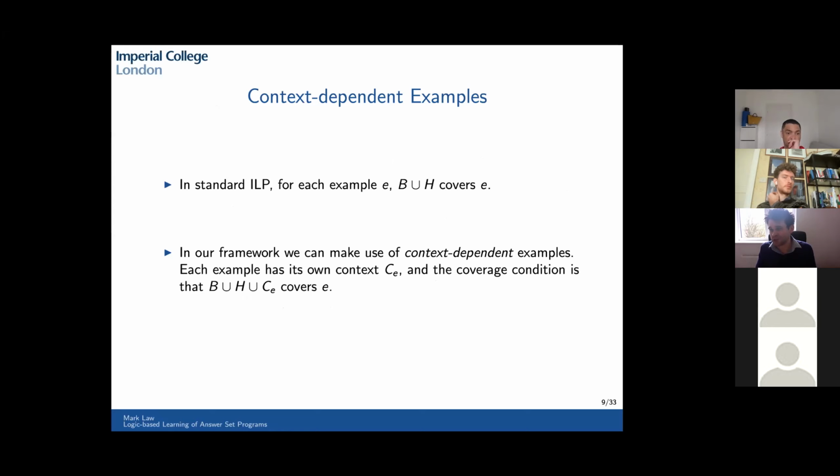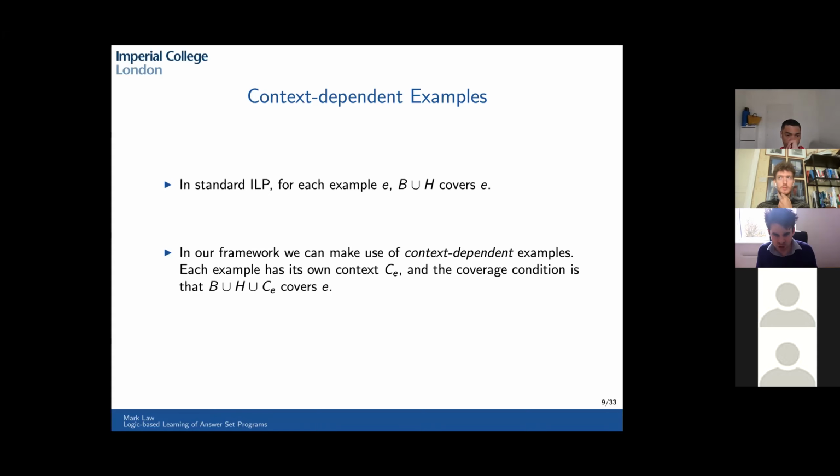So normally we have a general set of rules, and then when we're trying to solve an instance of a problem, we'll quite often add a set of facts to those general rules and then solve the problem based on that problem instance, right? And then when we have a different problem instance, we'll add a different set of facts. So it was this that motivated giving a notion of context-dependent example.